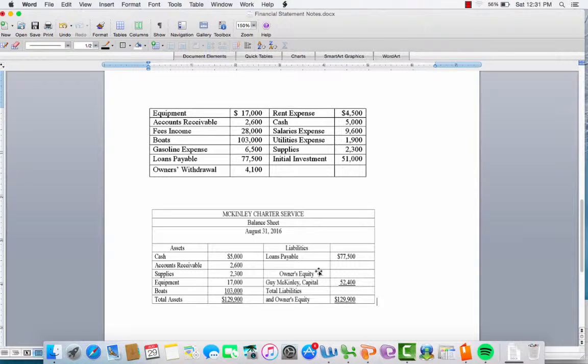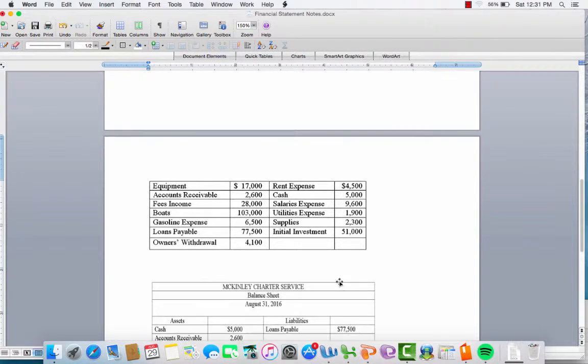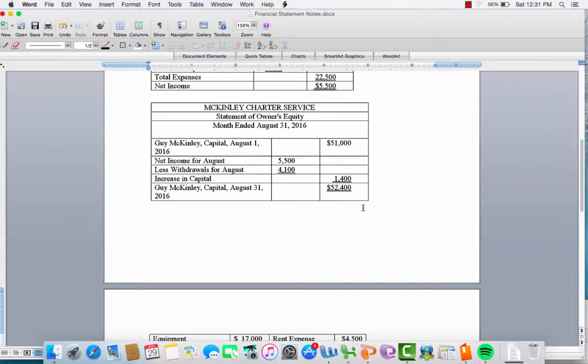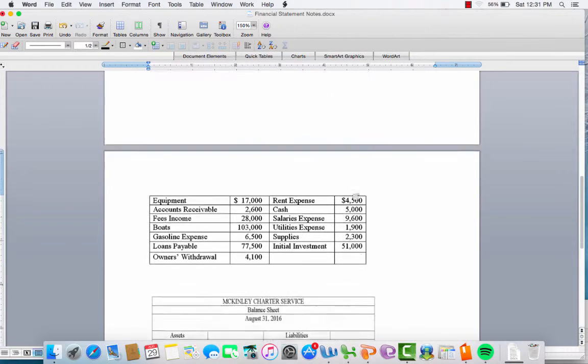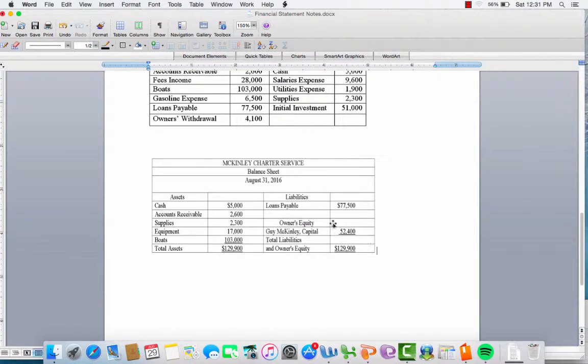Notice the next thing is our owner's equity. Well, the capital, $52,400. Remember, I told you to keep that in mind. We have that right up here. That's what we calculated from the statement of owner's equity. So that's really important. We can't produce the balance sheet unless we produce that statement of owner's equity. We can't do that statement unless we do the income statement, because we needed to get that to get the $52,400 we need to be able to bring it down here.